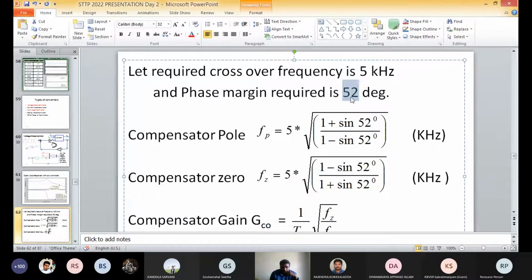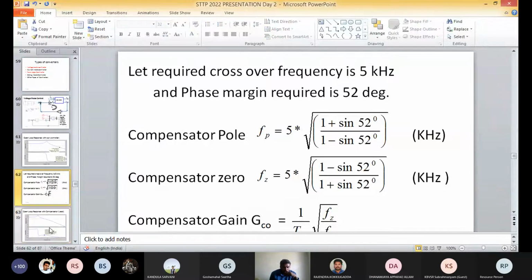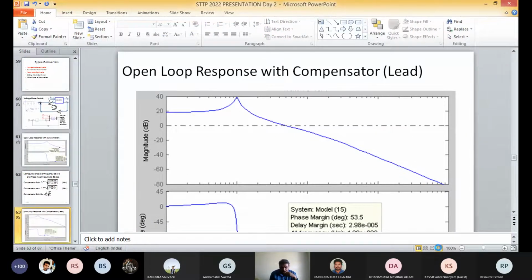By choosing the 52 degrees here, they derive the compensator pole and compensator zero with the help of the desired values of 5 kilohertz and 52 degrees. After designing the FP value, the FZ value and the gain of the compensator, they apply the same lead compensator there. They observe the response and get a phase margin of 53.5 degrees at 4.99 kilohertz. It has some benefit, but they are expecting 52 degrees.